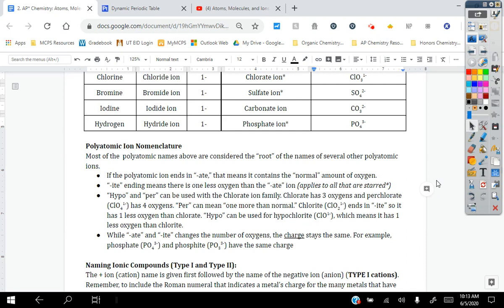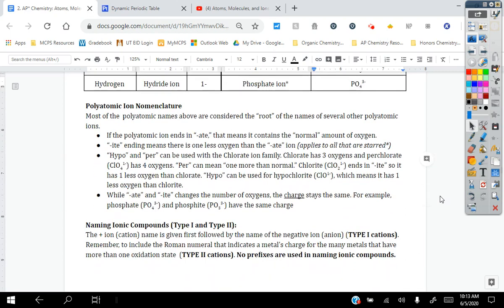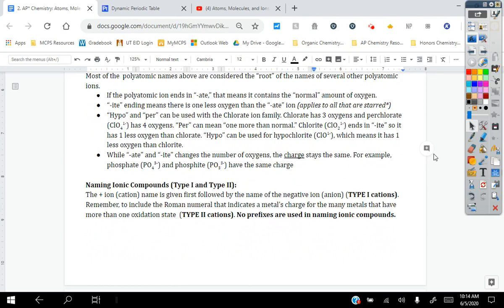As I mentioned before, when ATE and ITE changes the number of oxygens, the charge stays the same. So if you memorize the charges for those main groups I mentioned above, then you will also have memorized the names for the ites and the perchlorate and hypochlorite ions as well. Okay. And my example here, phosphate is PO4 3 minus, phosphite is PO3 with a 3 minus. So they still have the same charge.